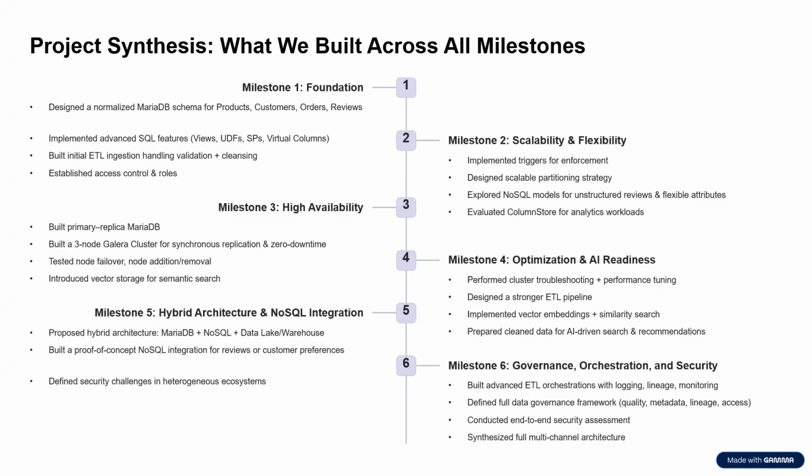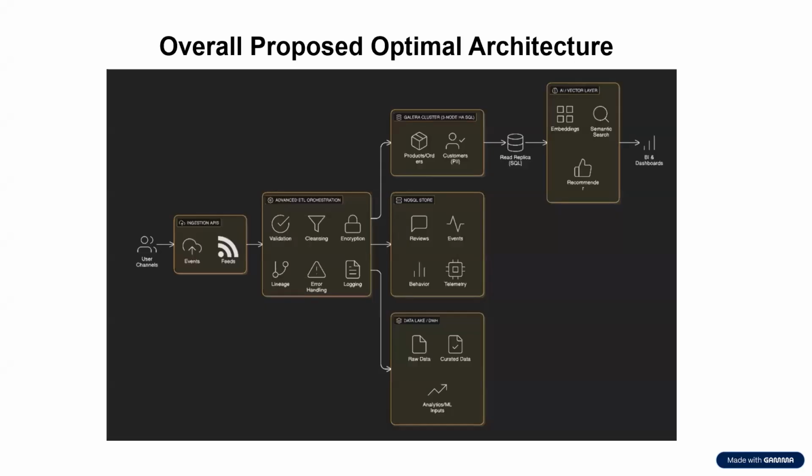Then in today's milestone, we went all together to another level where we built a very robust orchestration pipeline with logging and monitoring, and full data governance was covered. So this is the proposed optimal architecture. Basically, this is my recommended final architecture for Aethermart.